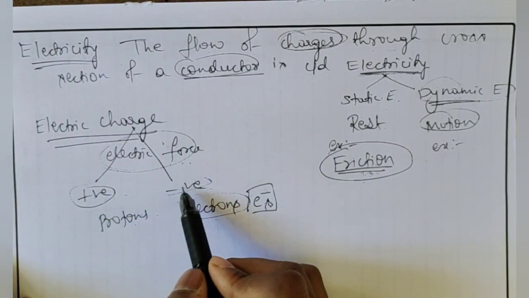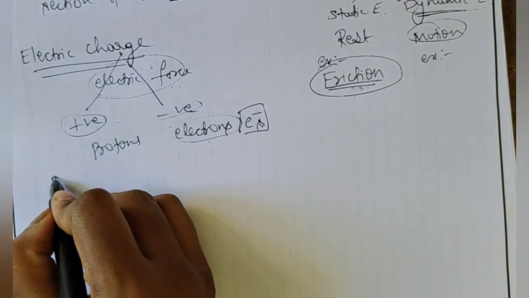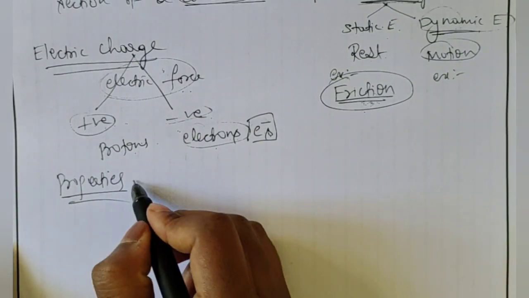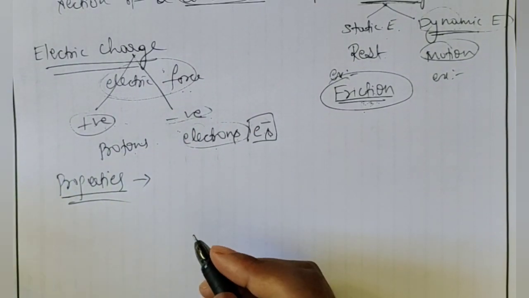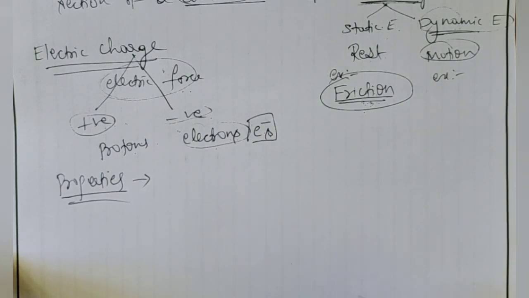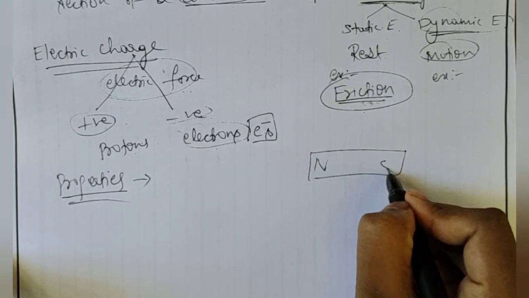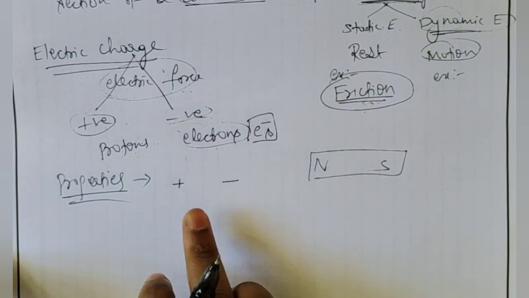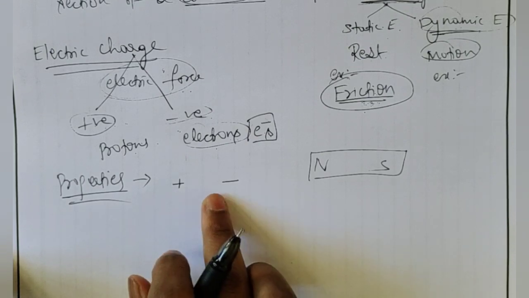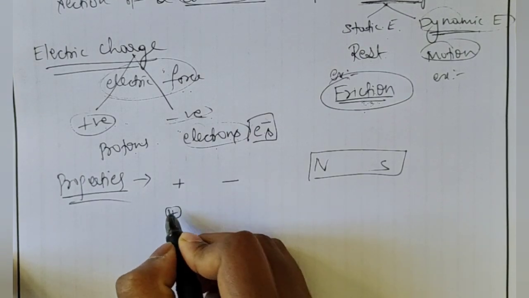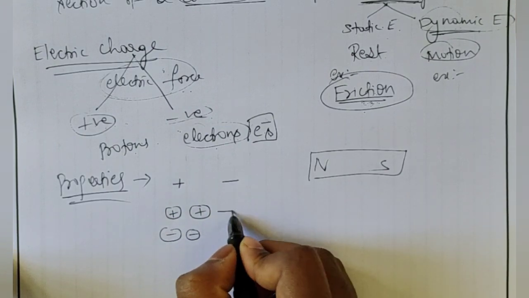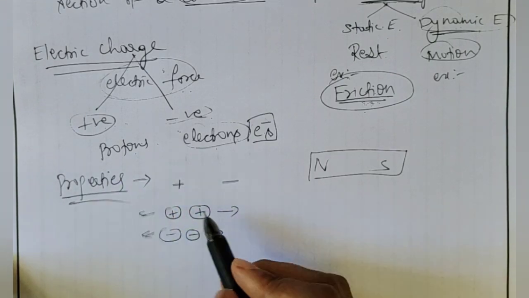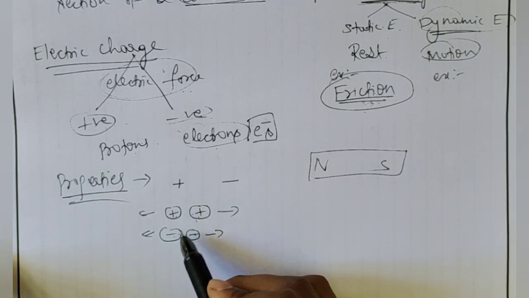Now after knowing these two types, we need to know the properties of electric charge. Can anyone recall the properties? It's almost similar to magnets. Everyone knows a magnet has two poles, north and south, and you know how they attract and how they repel, right? So here also, positive and negative. Like charges repel, that is, positive and positive, negative and negative. They do not attract each other. So this is the first property of charges: like charges repel one another.